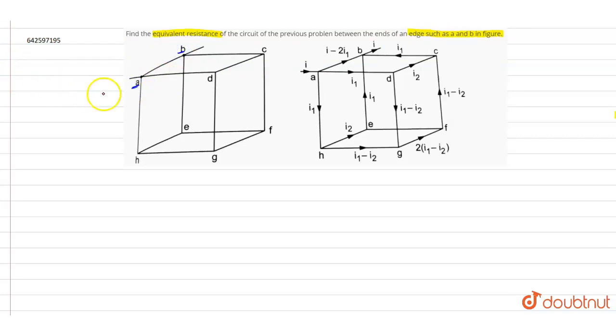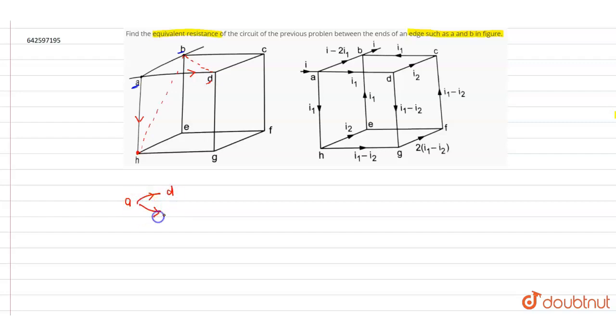Now if we see carefully, this point H: if you go from A, you have to move across the edge, and from B it is along the body diagonal. This is the body diagonal. And similarly, if you see point D, if you go from A, you have to move along the edge, and from B it is along the body diagonal. That means D and H are at same potential.